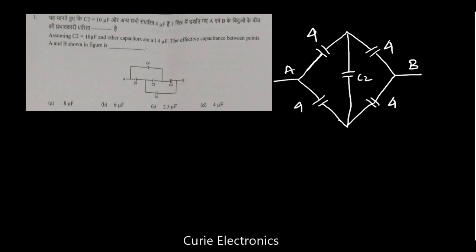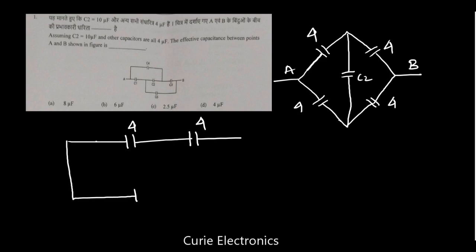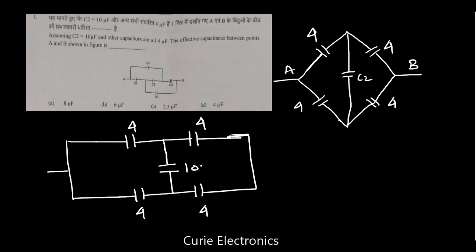So this same diagram, see, this is a balanced bridge because all are 4. So this diagram we can draw like this. How can we write? That is a 4 microfarad capacitor, because all values are same, another 4 microfarad capacitor, and they are connected together. Here it is again 4 microfarad, 4 microfarad, 4, and here it is the 10 microfarad capacitor, C2. This is A and this is B.